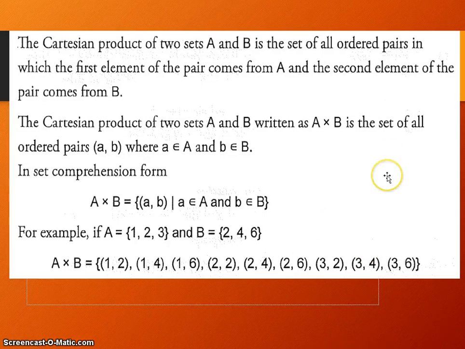Similarly, here is another example of Cartesian product. So this just has a little bit more of an explanation there, and it shows it in our set comprehension. And if set A is 1, 2, 3 and set B is 2, 4, 6, the Cartesian product, where we're set to multiply both together, gives us 1,2; 1,4; 1,6; 2,2; 2,4; 2,6; 3,2; 3,4; 3,6.